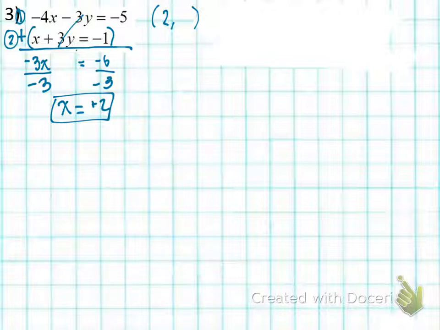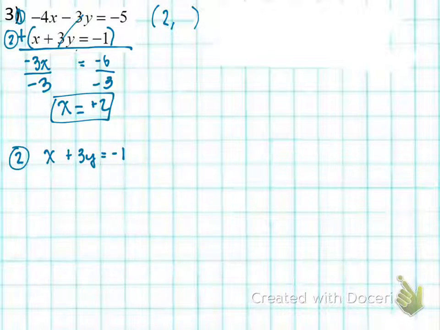Okay, how do we now solve for y? I want to plug in the 2. Plug it in to which one, equation 1 or 2? Number 2. Okay, that sounds good. Equation 2 looks easier than equation 1. So we take equation 2 and write it down: x plus 3y is equal to negative 1.